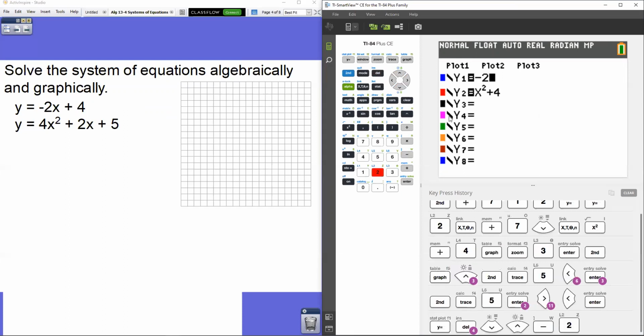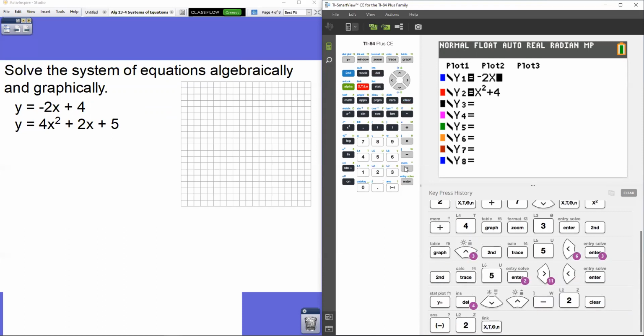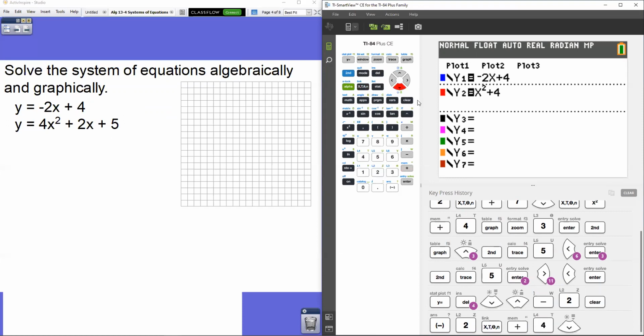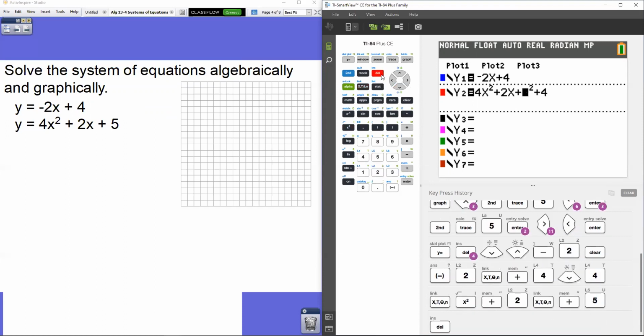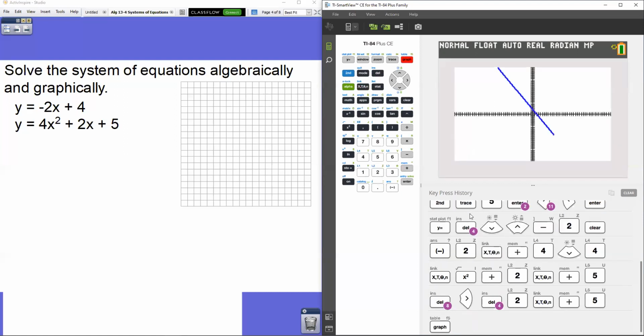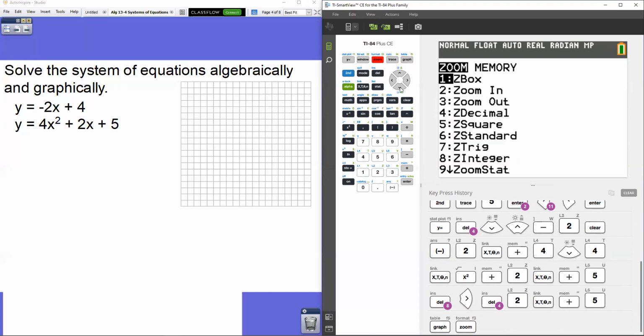So we have -2x plus 4, and we have 4x squared plus 2x plus 5. Okay. So when we go to graph it, it looks like that. All right. If I zoom in a little bit, you might be able to see it a little bit better.